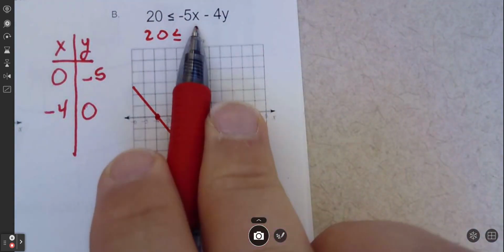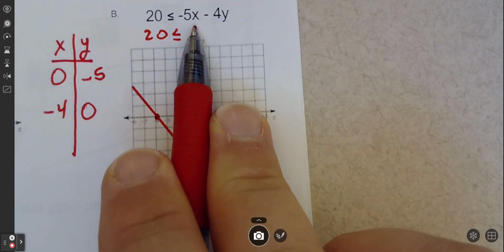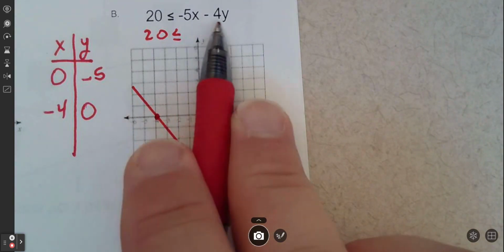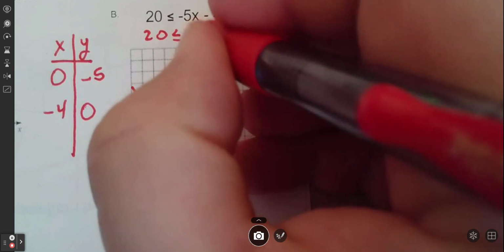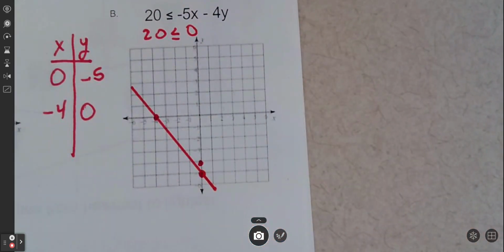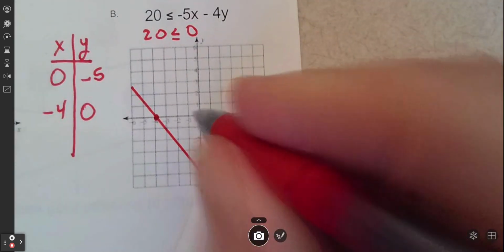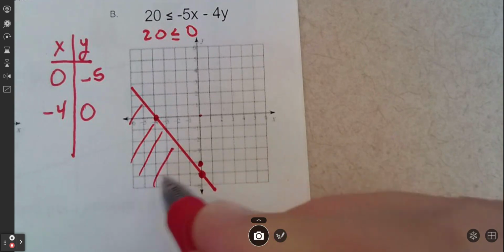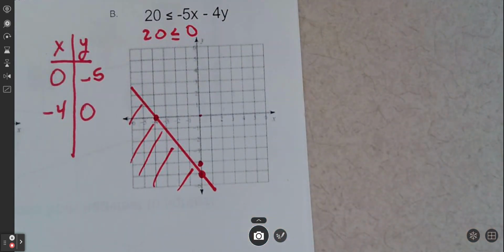20 is less than or equal to, what happens to this when I plug 0 in? That's 0 and that's 0. So the question is, is 20 less than or equal to 0? No. So this guy is not in the right spot, right? He calls his friends and he says, "Where is everybody?" He's on the wrong side of the fence.